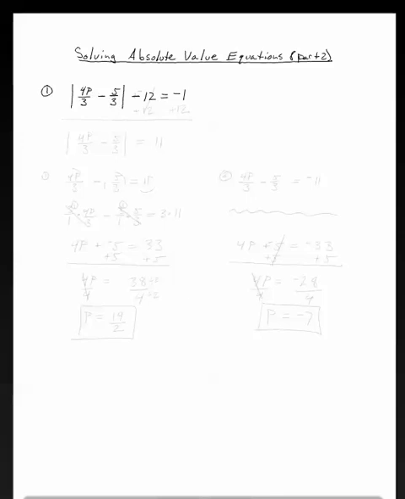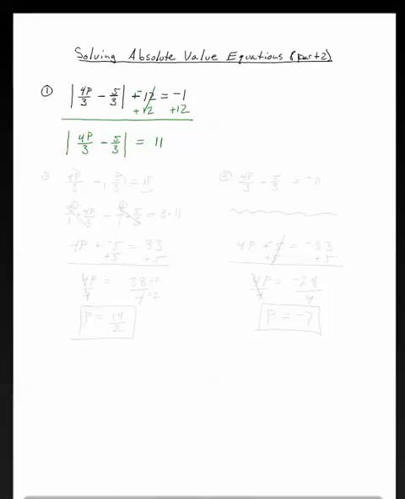So I would change my minus 12 to plus negative 12. And to get rid of this negative 12, I need to add 12 to both sides. Negative 12 plus 12 cancels. Now I have the absolute value of 4p over 3 minus 5 over 3 is equal to negative 1 plus 12, which is positive 11.